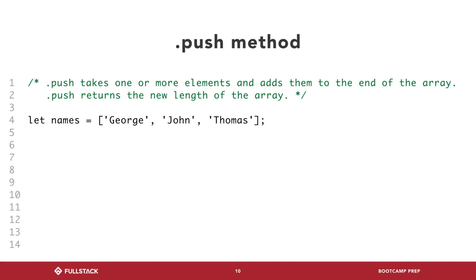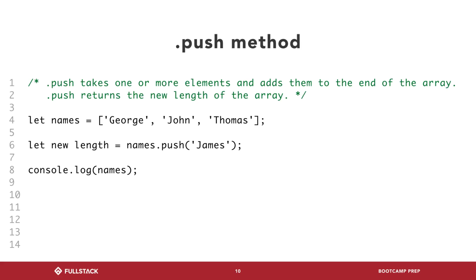Okay, the .push method. We call .push like we do here on line 6. So this is a typo here. Anyway, names.push, right? We have an array, we do .push.